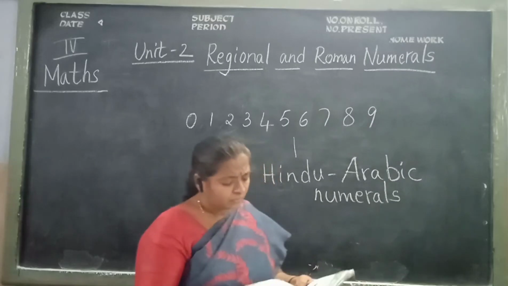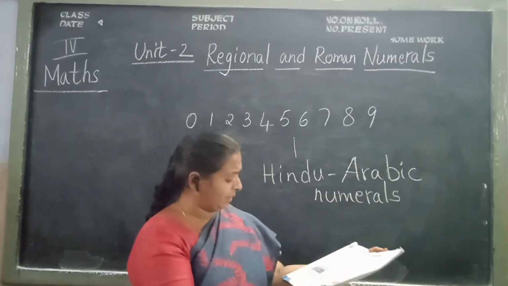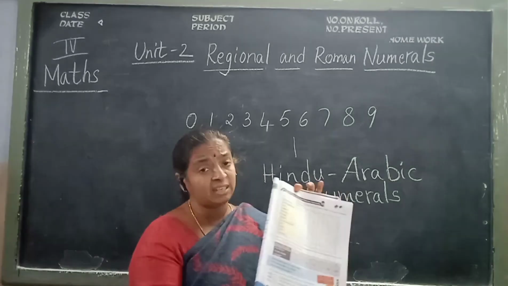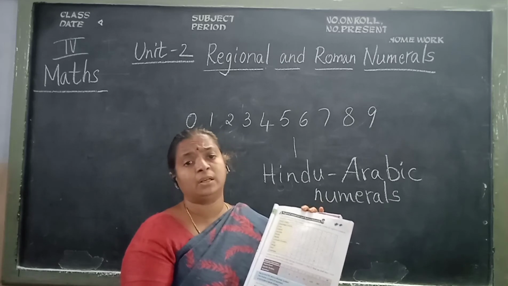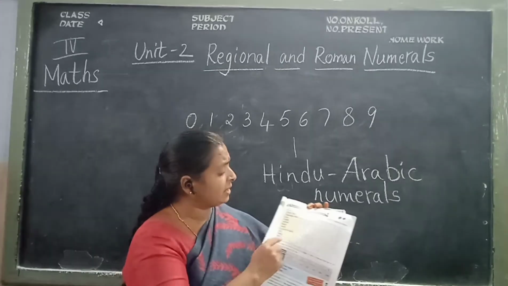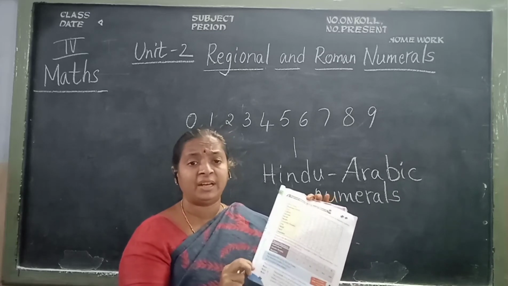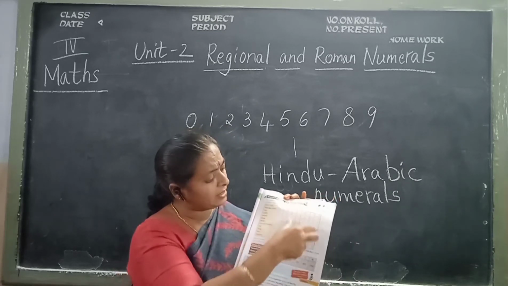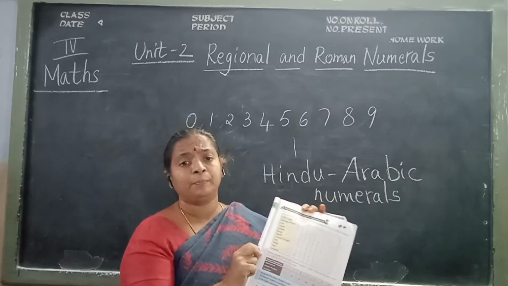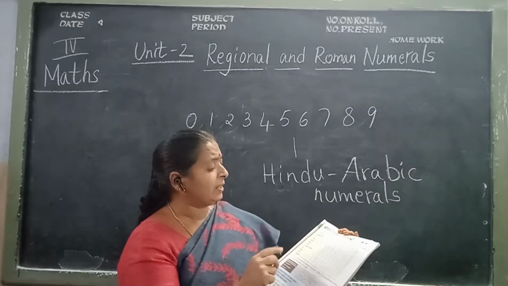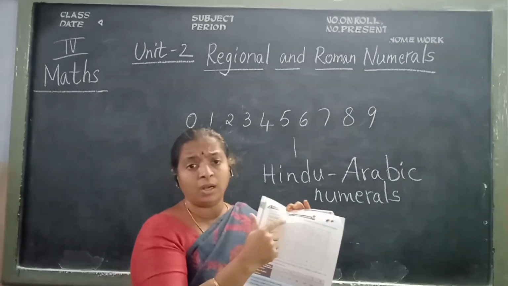See children, later on you can see in page number 97. Those who have term books, open the term one textbook. These are called regional numerals, children. In page number 97, in the first page, you can see regional numerals. First one is Hindu Arabic, in this column.